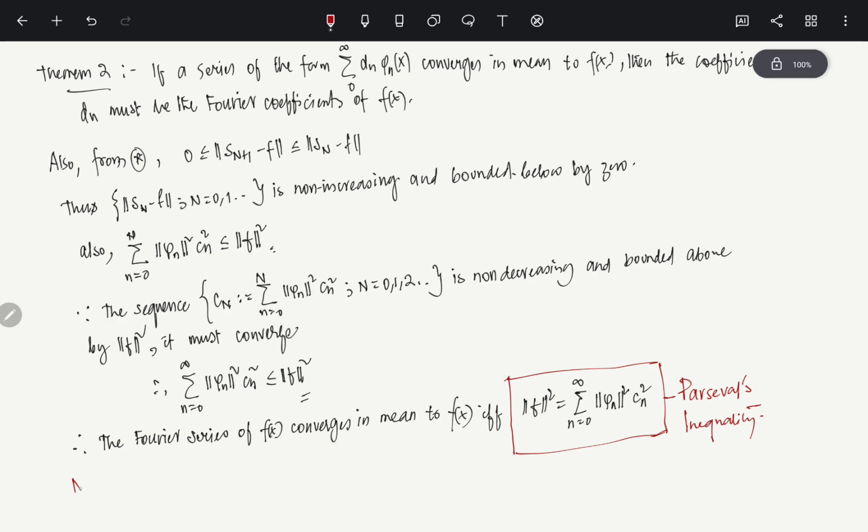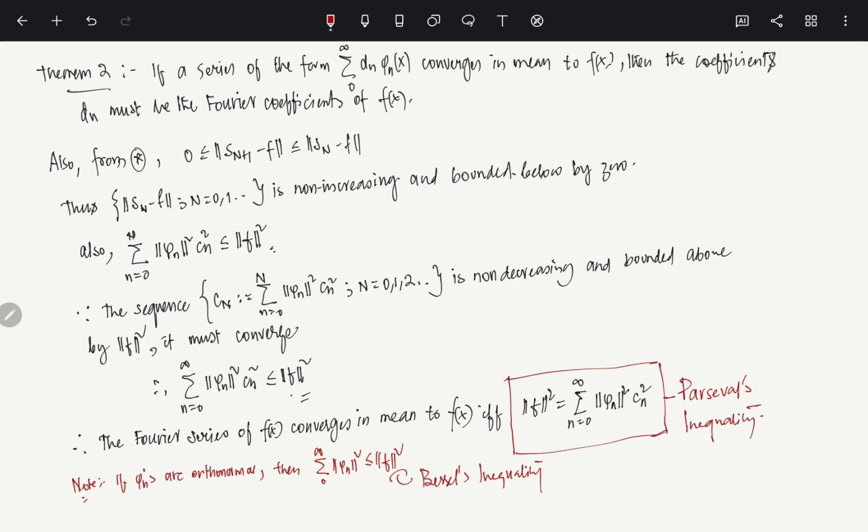And this particular inequality, you see, if the phi n's are orthonormal, let me put it this way, a small note: if the phi n's are orthonormal, then this implies that the summation of phi n square from 0 to infinity is always dominated by f square, and this is called Bessel's inequality. I hope this is clear now.